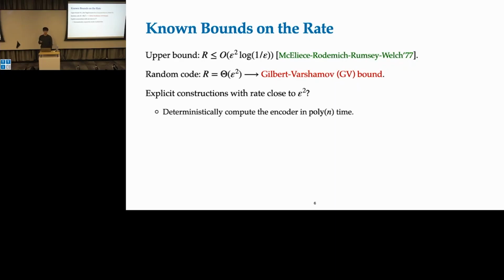Let me tell you some known constructions. First of all, this is a very standard method of constructing such codes. You first take a code with a large alphabet, and then you encode each symbol using a small binary code. This method is called concatenation. It's been used a lot. This gives a rate of epsilon cubed. You can see it gives us something, but it's not the GV bound. It's off by an epsilon factor.